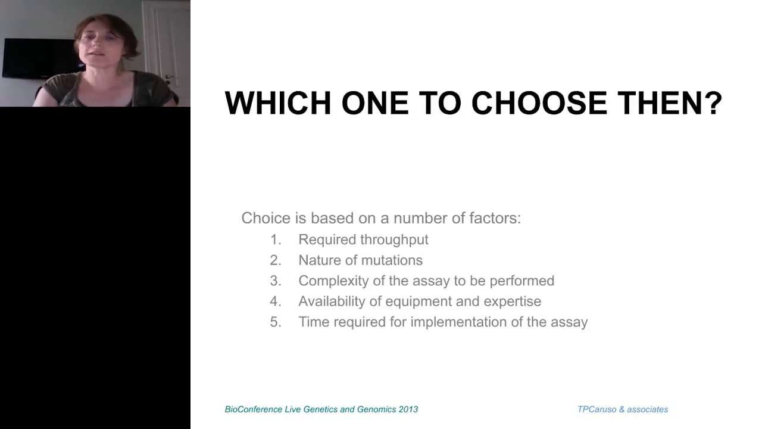So let's look at the nature of mutations. If you want to just look at the substitution mutations, then you can choose either of the methods. If you want to assay just a couple of genes or a few hundred mutations, you can use probably the microarrays, but if you're looking at a panel of 100 genes, then you definitely need to focus on the next generation sequencing.